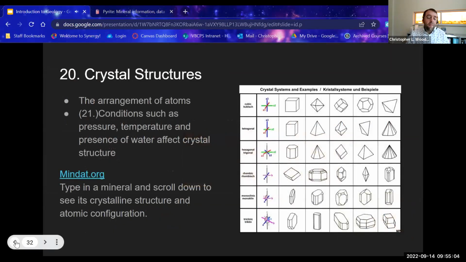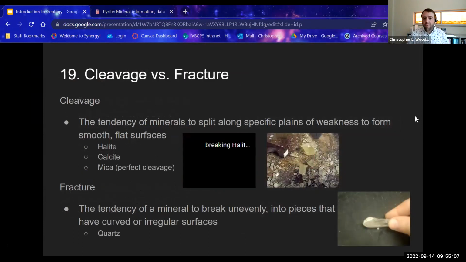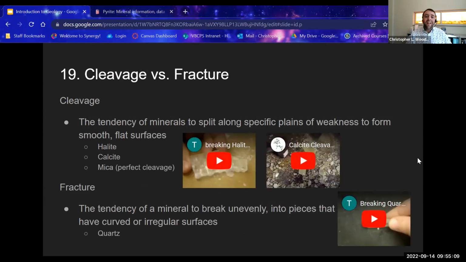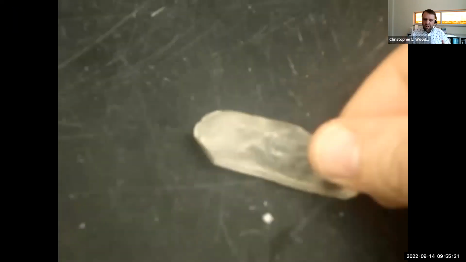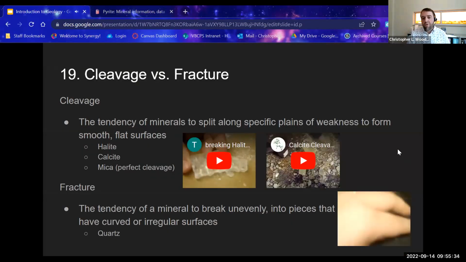Now, fracture is the opposite of that. Fracture is the tendency of a mineral to break unevenly. For example, quartz, again, that most common mineral on the face of the planet. When quartz breaks, it just shatters. It doesn't really break along nice planes like calcite and halite. So we refer to that breaking into just irregular shapes as fracture, and if it breaks along nice smooth lines, cleavage.